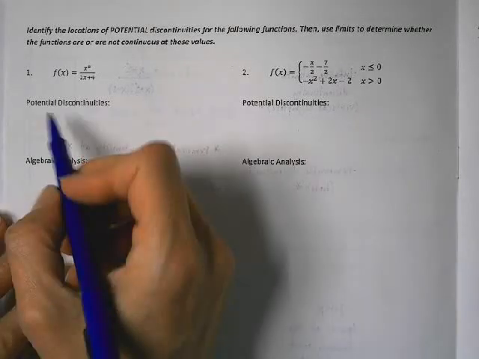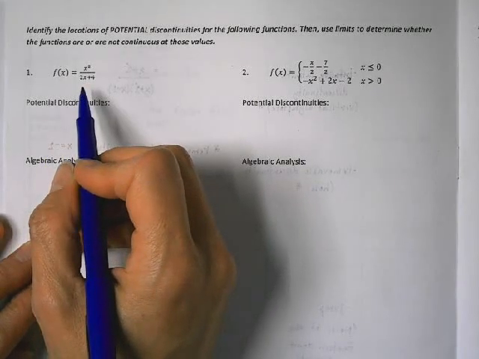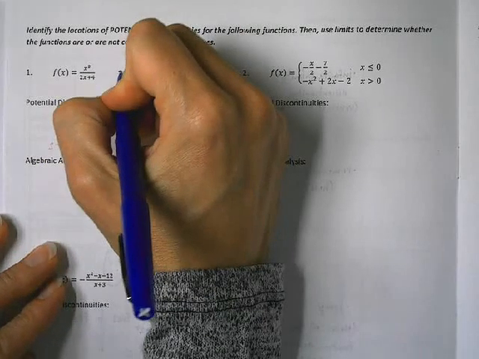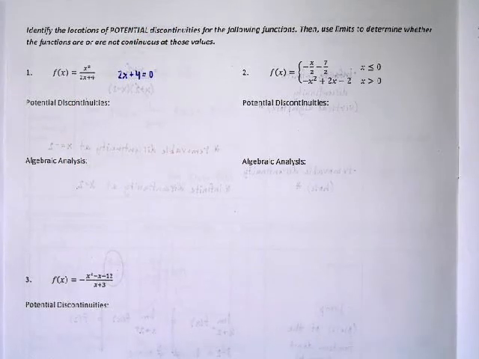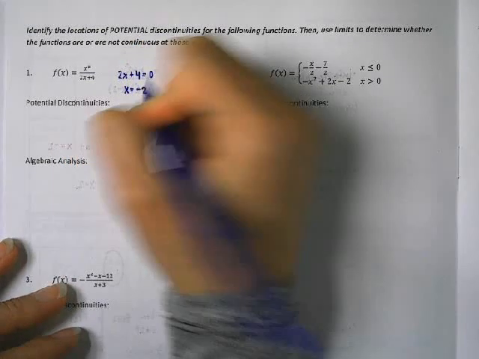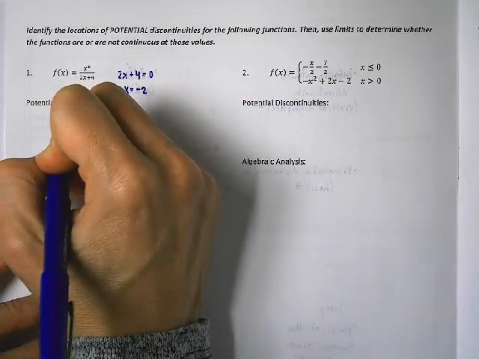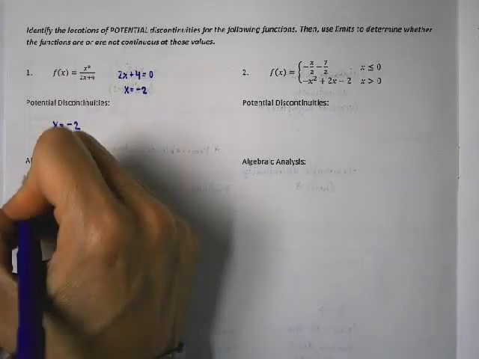So for example, if I'm looking at number 1, I know I'm going to potentially have a problem. This is a rational function, so I'm going to have a problem wherever that denominator, 2x plus 4, is equal to 0. I know that's equal to 0 when x equals negative 2, so that's going to be a potential discontinuity. So now we're going to go ahead and use our limit definition to test and see if we're actually discontinuous.